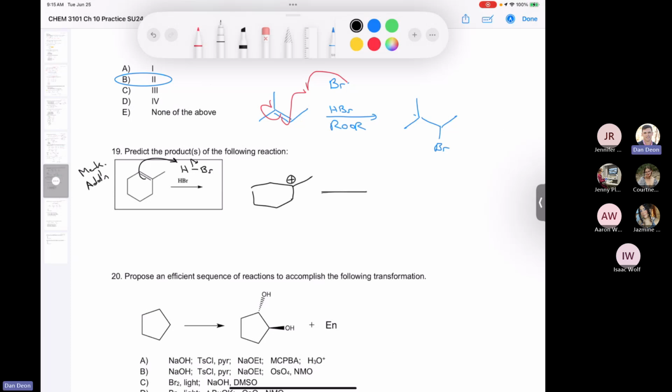carbocation, and then bromide is going to come in, Br minus, like this, nucleophilic attack, like that, and that is going to give us our major product. There's no carbocation rearrangement to worry about here or anything. So that is going to be the major product. Just like that. 1 bromo, 1 methyl cyclohexane.